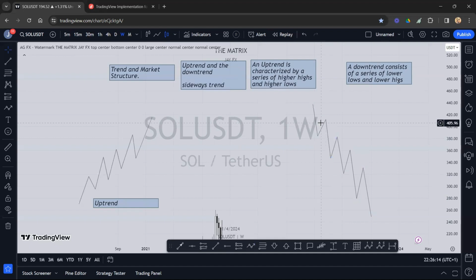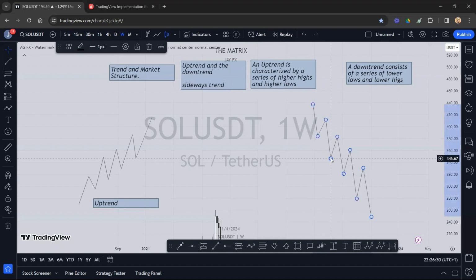Sure. Perfect. So this is a characteristic of a downtrend. Lower low, lower high. Another low that is lower than the previous low. Another high that is lower than the previous high. Another low that is lower than the previous low. Another high that is lower than the previous high. Lower low, lower high, and it goes on and on. Let me write it here. Downtrend.